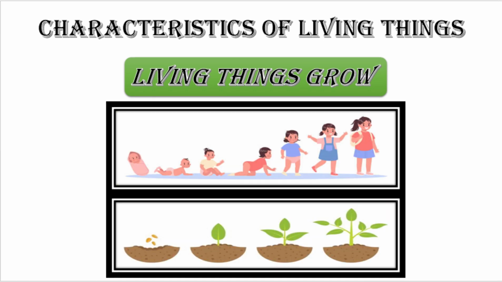The next characteristic is all living things grow. Either they're plants, animals, or humans, they all grow. You must have observed kittens. Have you ever seen the babies of a cat? When they are born, they are very small, but eventually, as time passes, it grows and becomes an adult cat.